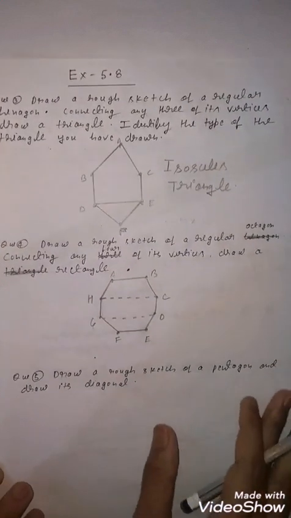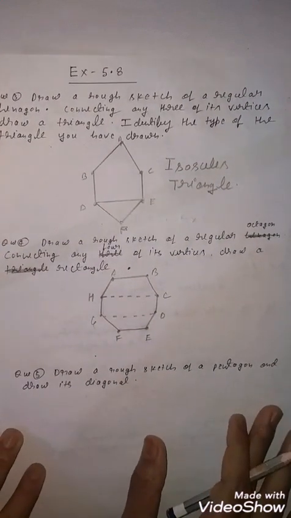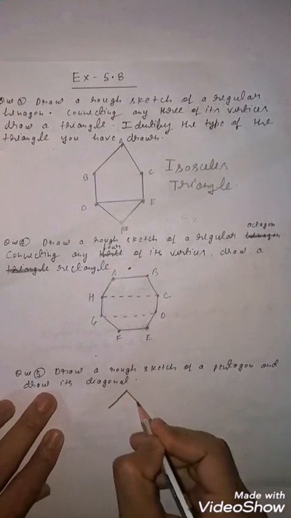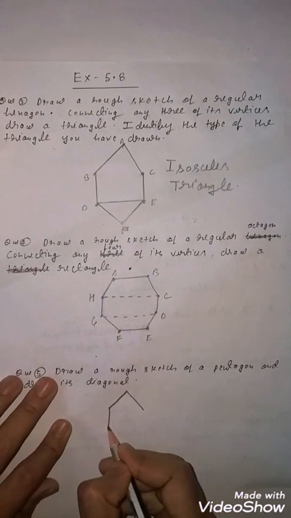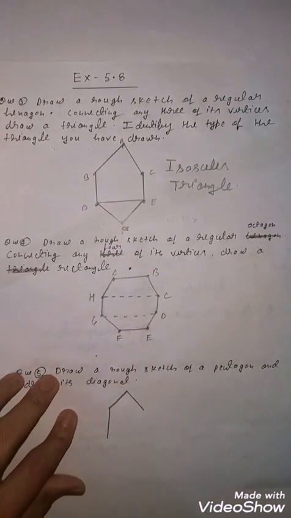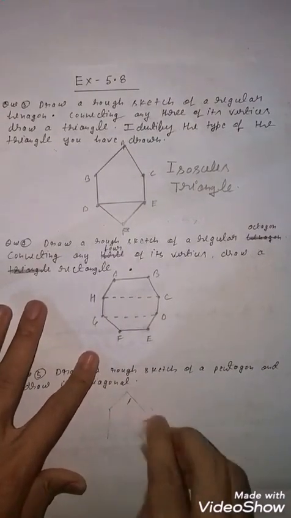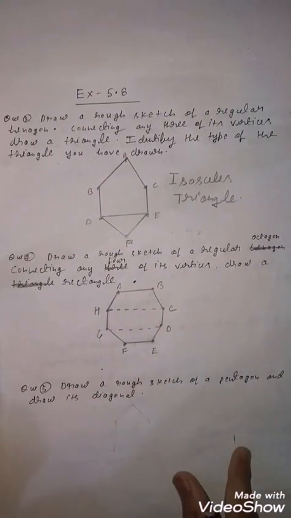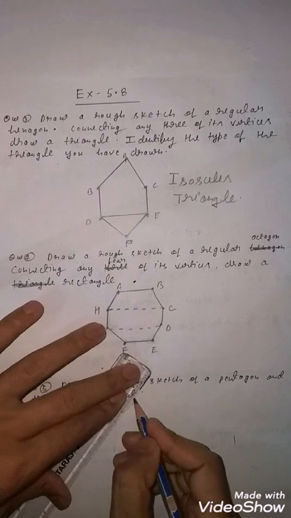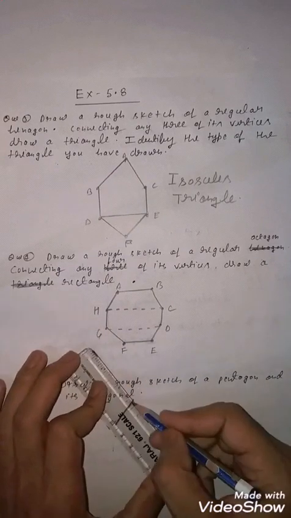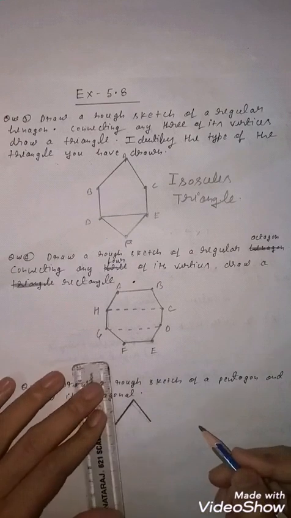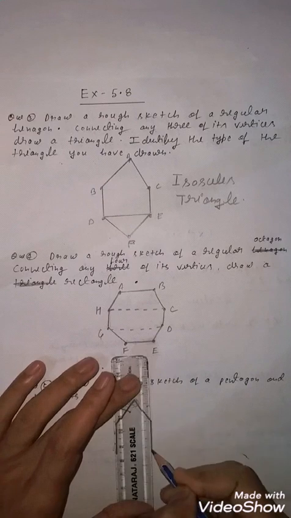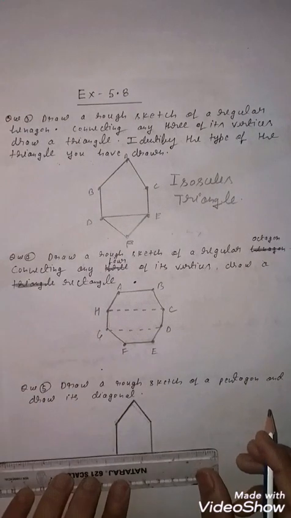Now next is question number 5. Draw a rough sketch of a pentagon and draw its diagonal. So pentagon, you know that, students, pentagon means having 5 sides. Clear, students? Pentagon means having 5 sides. Sorry, students. Pentagon means 5 sides. So you can also 1, 2, this is 3, this is 4, and this is what, 5. So 5 sides done.